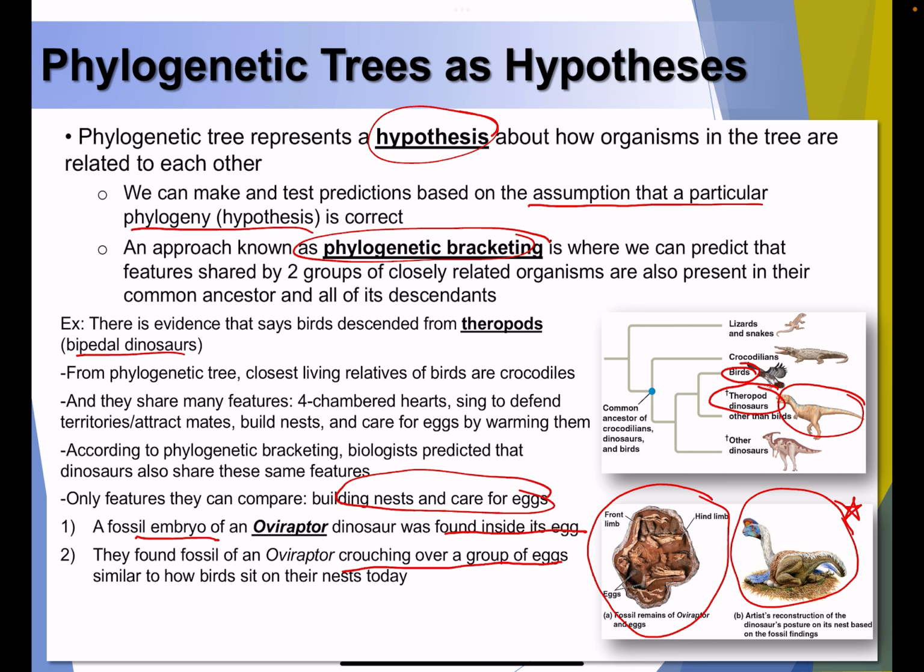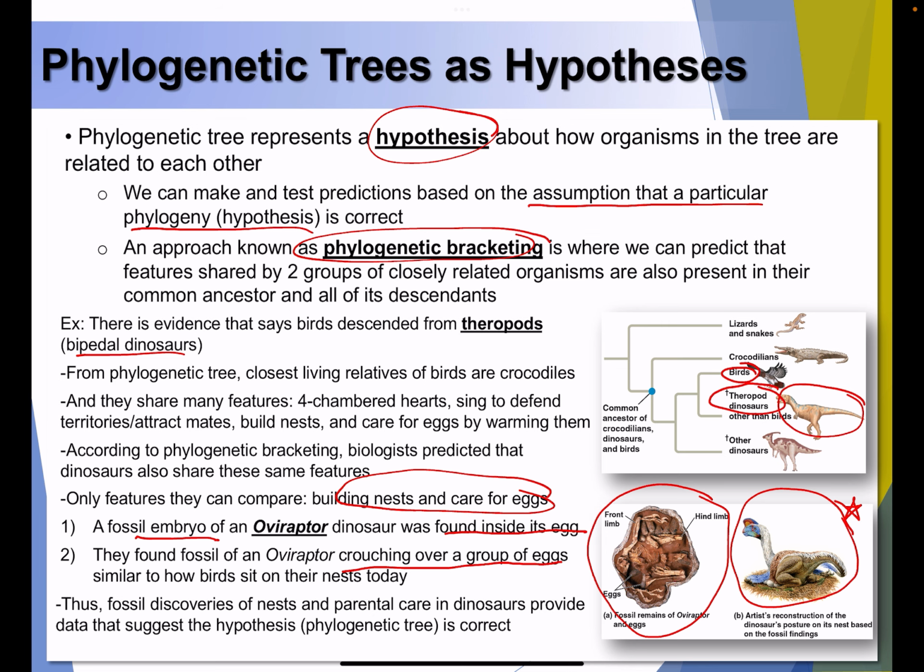Unless somehow in the future, who knows, centuries later, a time machine was invented. I don't know, okay? But you see these fantasy movies all the time. So it is not a direct observation of dinosaurs sitting on their eggs that we're seeing in this picture right here, but an inference based on the best data available that we have, which are fossil records, and scientists deduce that they look like this, sitting on top of their eggs. So thus, they say that fossil record discoveries of nests and parental care in dinosaurs provide data that suggests the hypothesis is correct, the hypothesis being the phylogenetic tree.